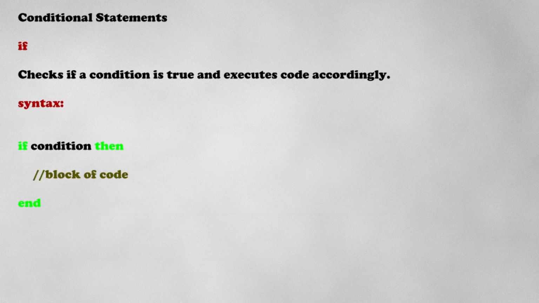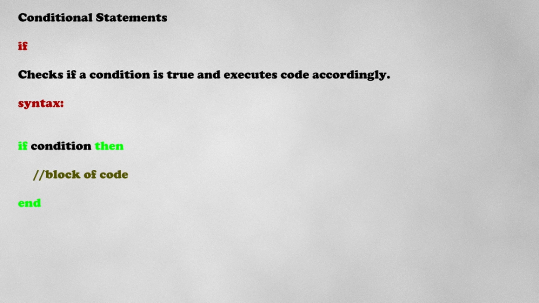If statement checks if a condition is true and executes code accordingly. Let's see its syntax. If condition then block of code. Here, you need to put your condition between if and then. After that, whatever code or tasks you write in the if block will be executed if the condition is satisfied. You must put the end keyword after the block to indicate that the if block ends there.